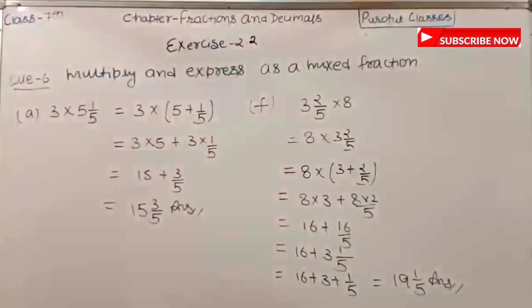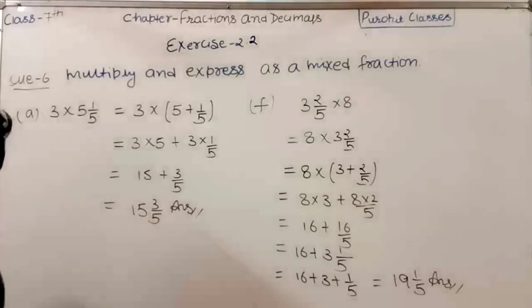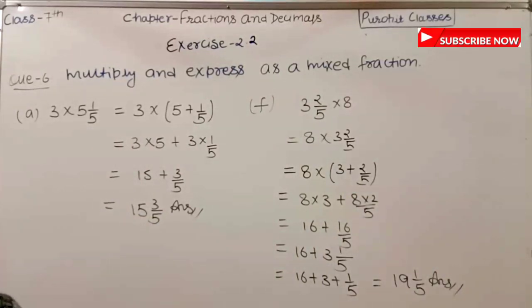So it took no time if you have understood the logic behind that. Getting or not? Tell me, are you getting or not, beta? Which part I have solved? Question number 6, part F, 3 whole 2 by 5 multiplied by 8.